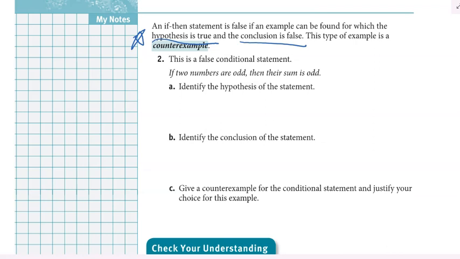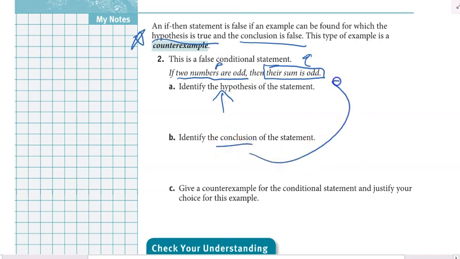This is a false conditional statement. Identify the hypothesis, conclusion, and then give a counterexample. All right, so it says if two numbers are odd, we'll go ahead and identify the hypothesis there, then their sum is odd. All right, so we have our hypothesis, P. That's our hypothesis: two numbers are odd. Their conclusion is their sum is odd.